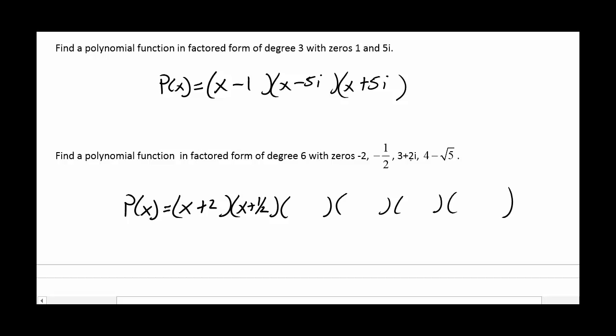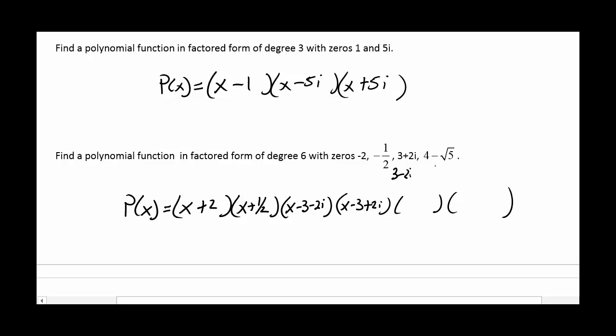They told me that 3 plus 2i is a solution, so when I bring that over, I get x minus 3 minus 2i. And so let's kind of think for a second. If that complex number is a solution, then its conjugate should also be a solution. And its conjugate would look like 3 minus 2i. So in the parentheses then, I would have x minus 3 plus 2i.